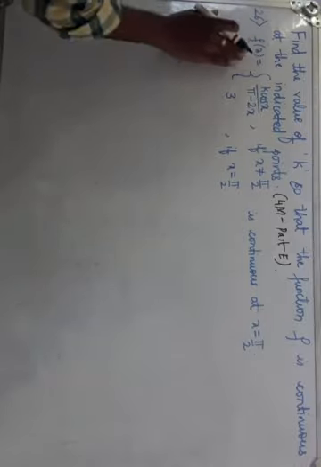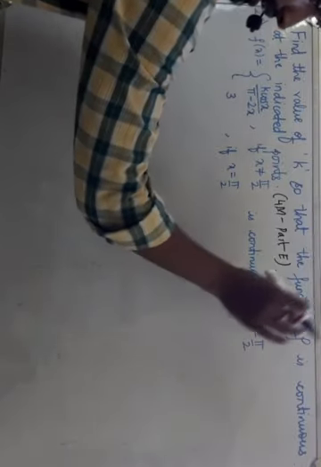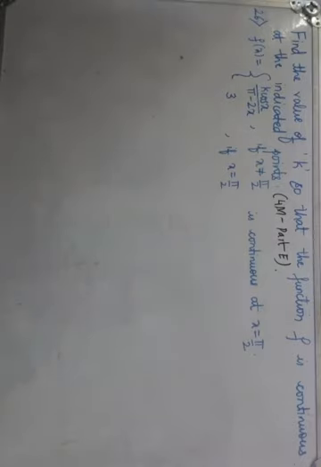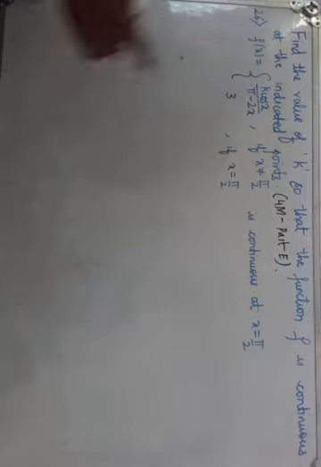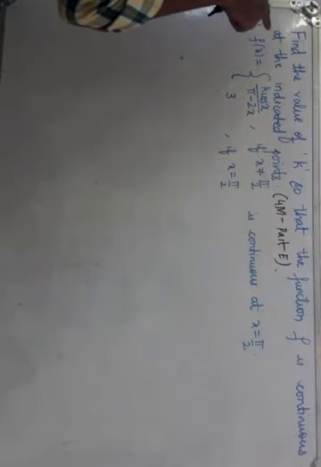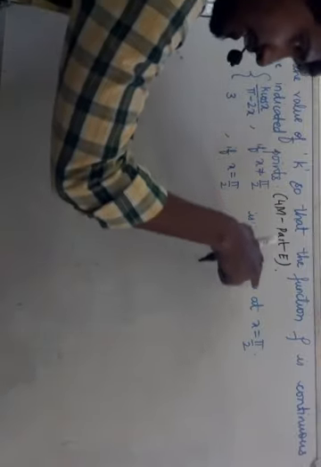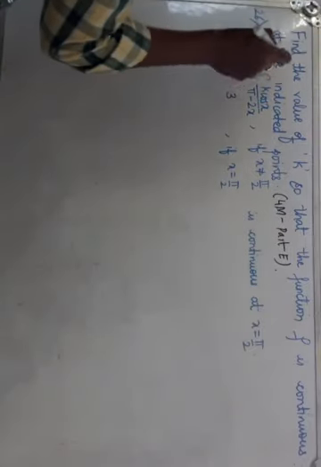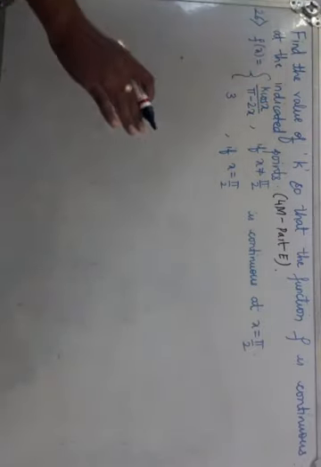So when this function is continuous at x is equal to pi by 2, what is the value of k? The meaning of this question is very simple. If this function f of x is continuous at x is equal to pi by 2, then what is the value of k?